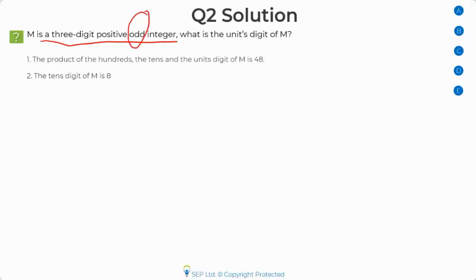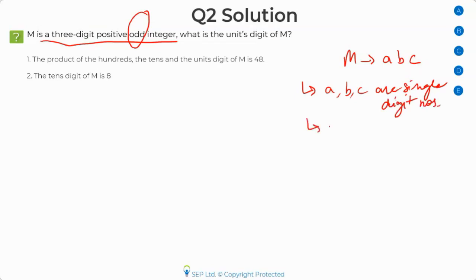So if I assume that M is written as ABC, what I can know from this is, number one, A, B, and C are single digit numbers. The second thing I know is that C is odd. This is the kind of inference that I can draw from the information given in the question in the beginning.